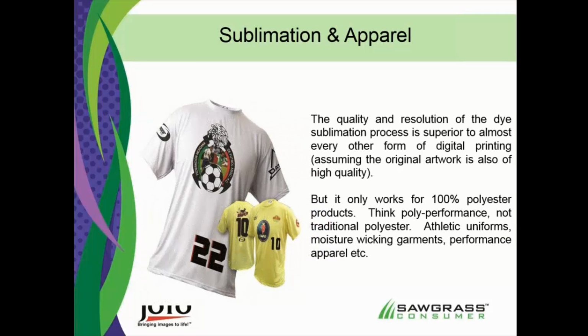Then finally, sublimation in apparel. Yeah, I've bounced around the word polyester a couple of times. It does not work on cotton. But you know what? Poly performance apparel is one of the top sellers out there, especially in the sports and school market. When we talk about poly performance, we're talking about polyester products that have been manufactured with moisture wicking cells so that when you wear the product, it pulls the perspiration away from your skin.